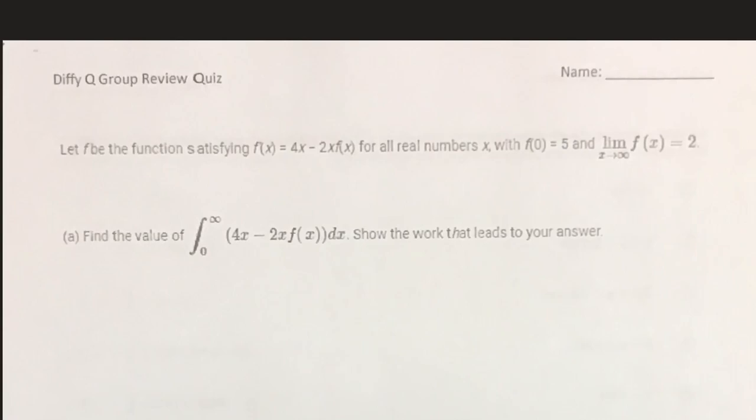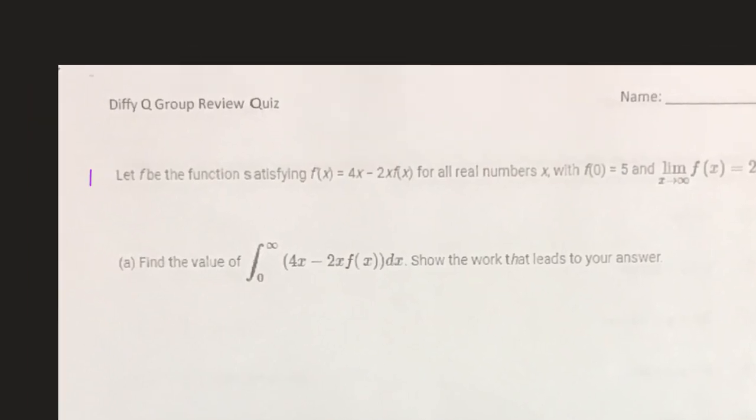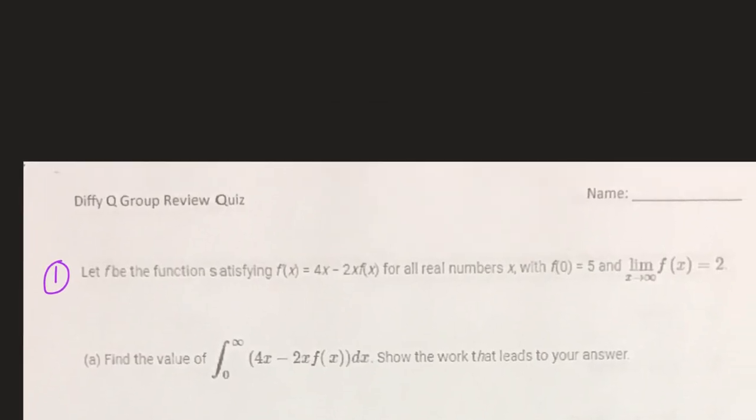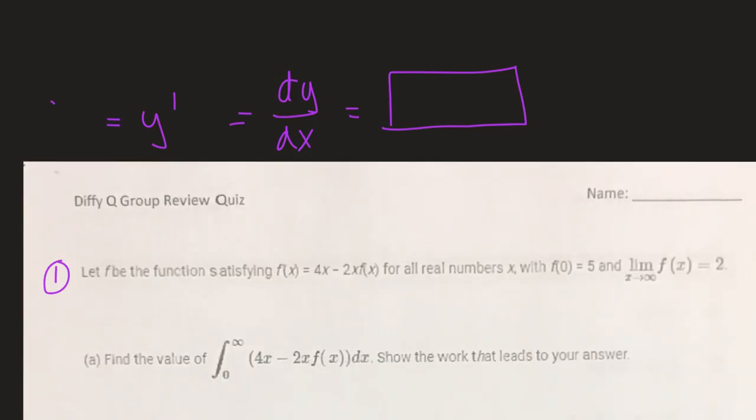Okay, there's no numbers, but this is number 1. This is about differential equations. So dy/dx, right? This is our general form of our differential equation, equals something, also known as y prime, also known as f prime. There's lots of ways that we can begin representing a differential equation.